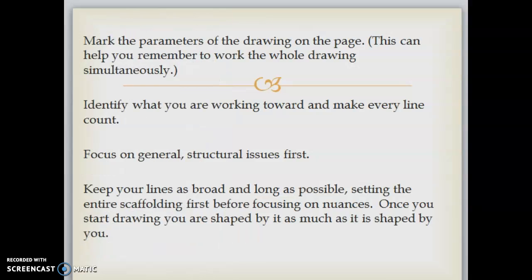Mark the parameters of the drawing on the page. This can help you remember to work the whole drawing simultaneously. Identify what you are working toward and make every line count. Focus on general structural issues first. Keep your lines as broad and long as possible, setting the entire scaffolding first before focusing on nuances. Once you start drawing, you are shaped by it as much as it is shaped by you.